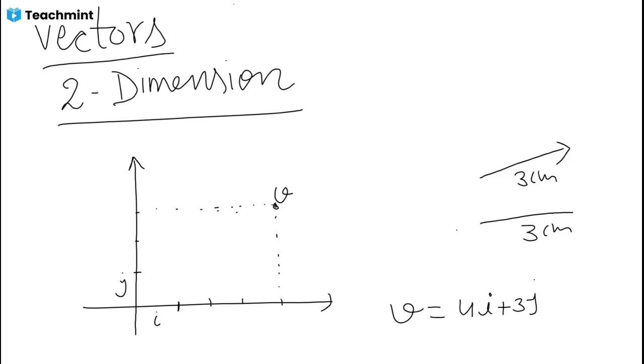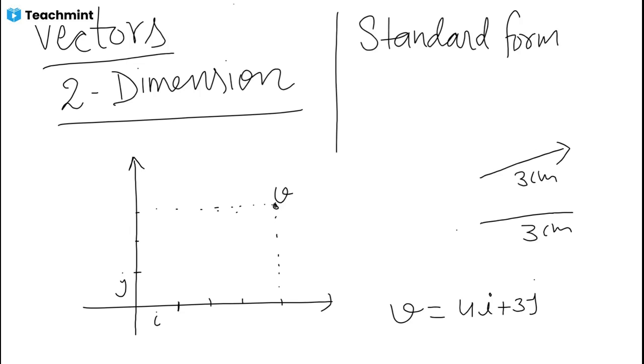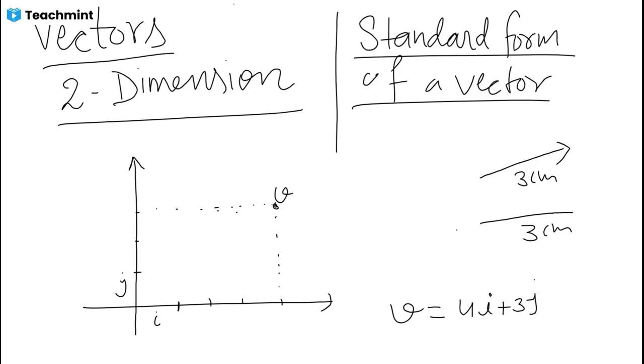Okay, and the standard form of a vector: you can denote a vector by u or by v, and it can be represented by ai plus bj, where a and b are constant values. Here a is 4 and b is 3. Are you getting this point? Yes, ma'am.